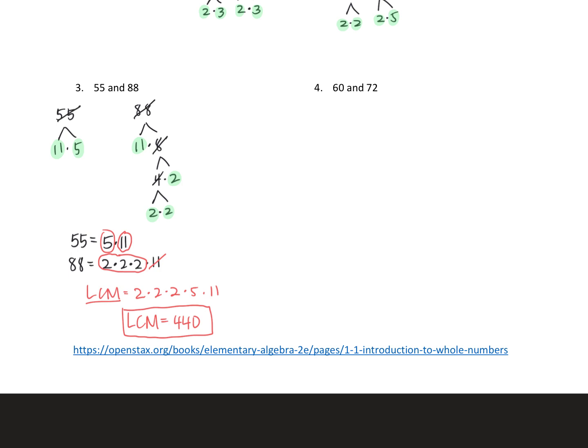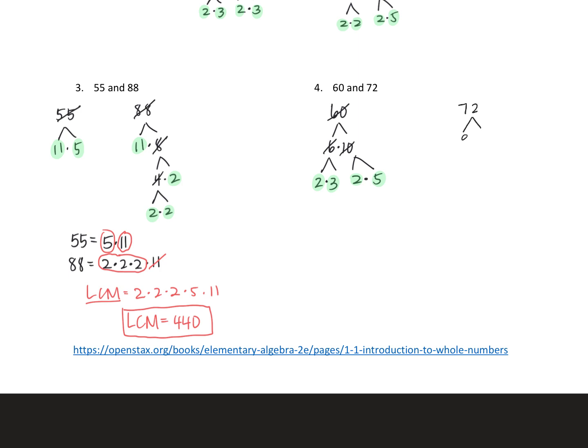All right, last one, number 4, 60. The factor tree, we could use 6 and 10. 6 could be broken down into 2 and 3. And 10 can be broken down into 2 and 5. 2, 3, and 5 are all prime. So that would be the end of that factor tree.